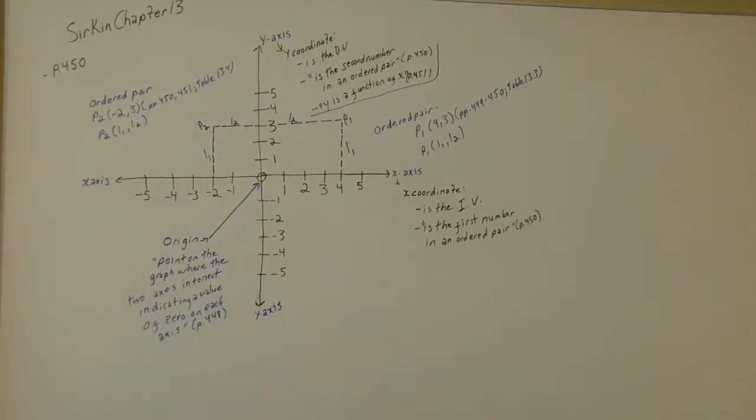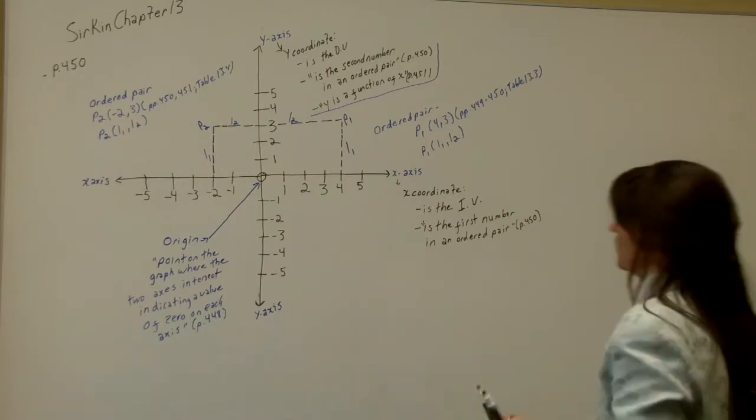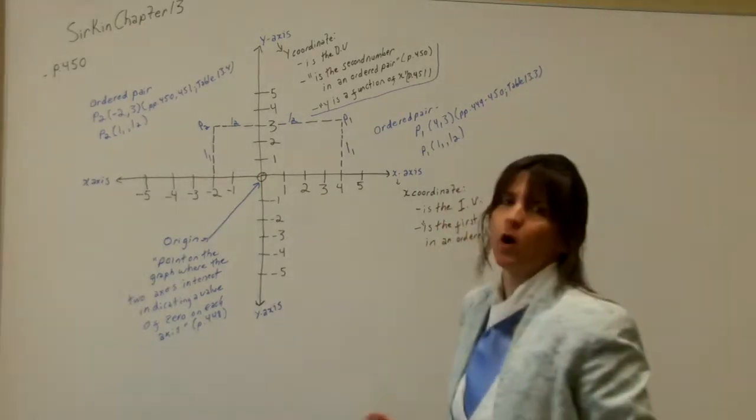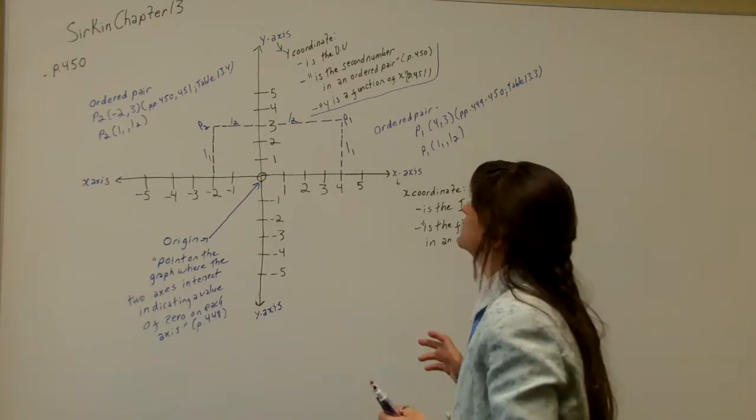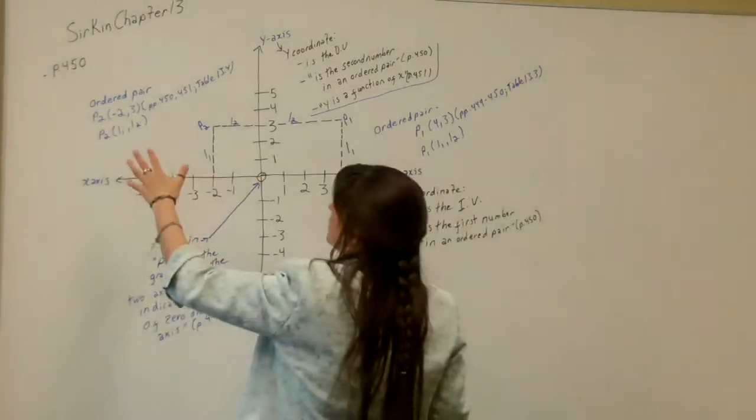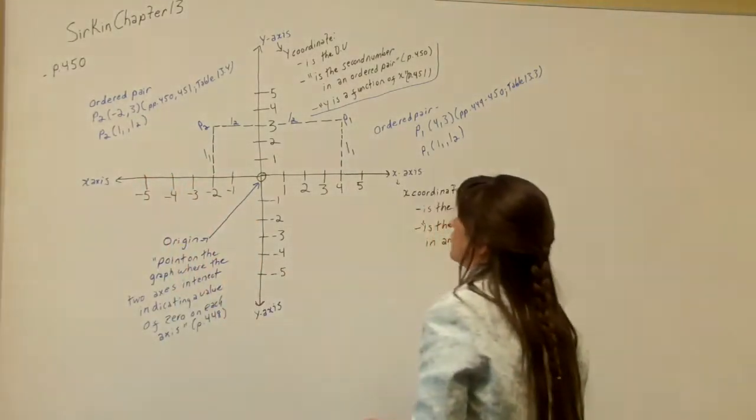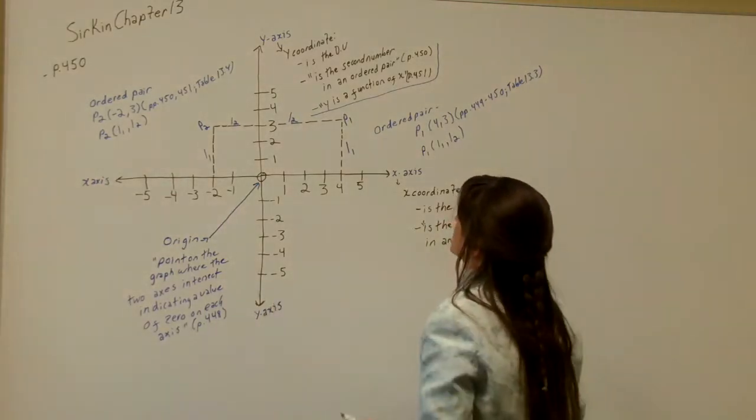To help you with Sirkin Chapter 13, understanding what a table is that has an X and Y axis on it. What is this about? Go to page 450 of your textbook. Well, we're going to work our way through this.